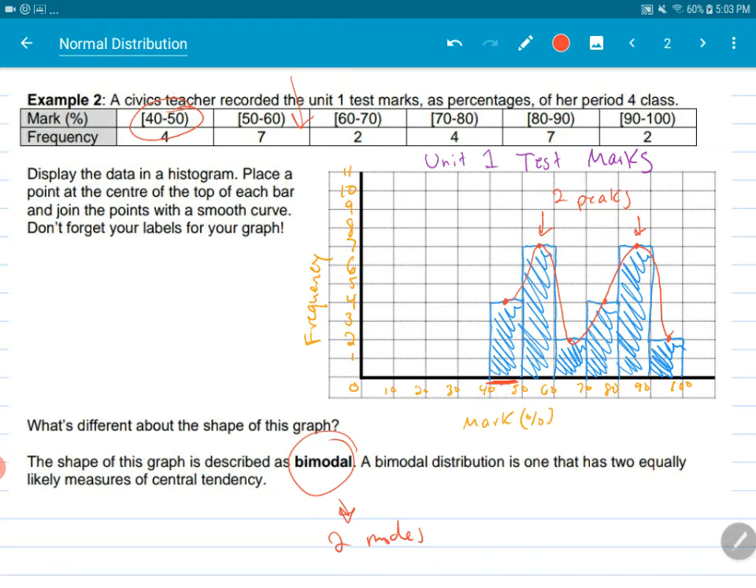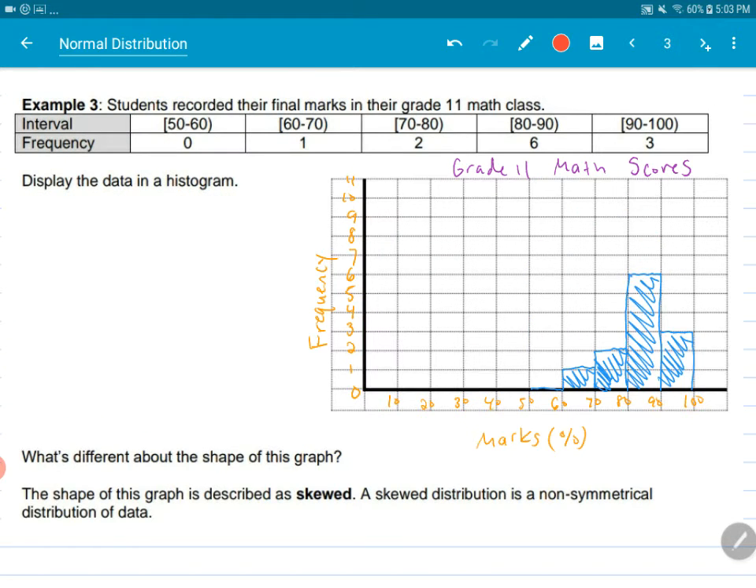And finally, we have one more example. I think you should try it on your own. Pause the video and then come back and see if you did it right. So as we go forward, example 3 says students recorded their final marks in their grade 11 math class. Oh, that's us. These aren't real. This isn't your marks, don't worry. So display this data in a histogram. We have title, marks, frequency, scale. It has been recorded here.